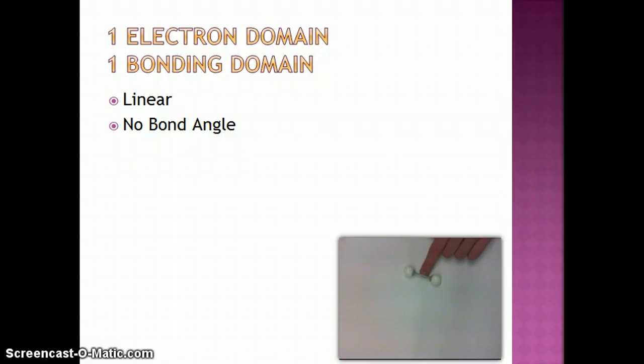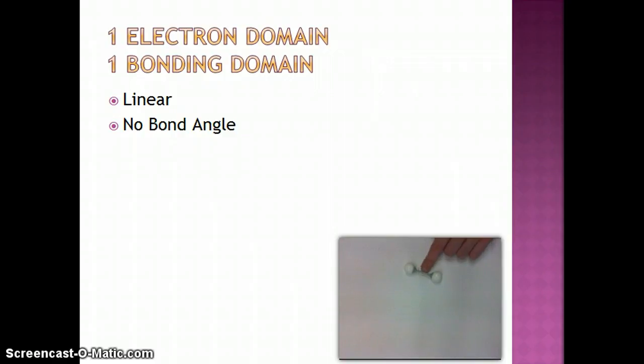Right. You need two things to have a bond angle, right? Mm-hmm. You need to have two lines to have a bond angle. So when it's 1 and 1, we say that it's linear. And actually what we're going to say is anything with one bonding domain, whether it has 15 electron domains, 28 electron domains, 2 electron domains, anything with just one bonding domain will always be linear with no bond angle.